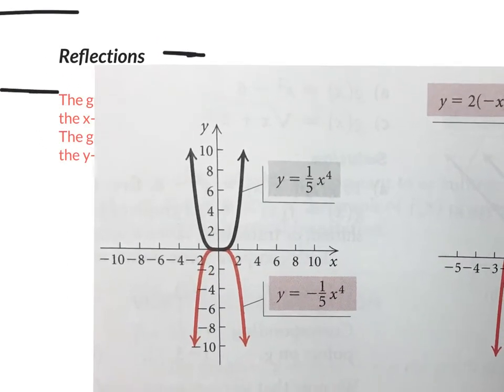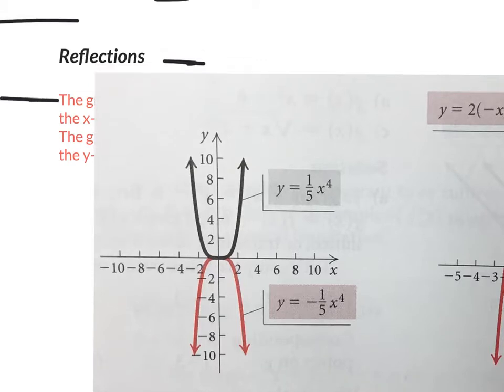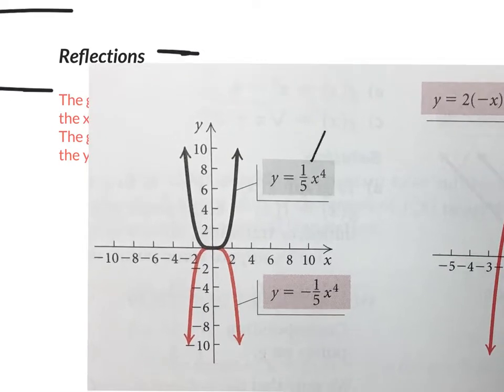The first one is a reflection across the x, because look where the negative is. Here's our original. Look where the negative is. It is in front of the whole function, so it got reflected across the x-axis. The graph just got reflected across the x.